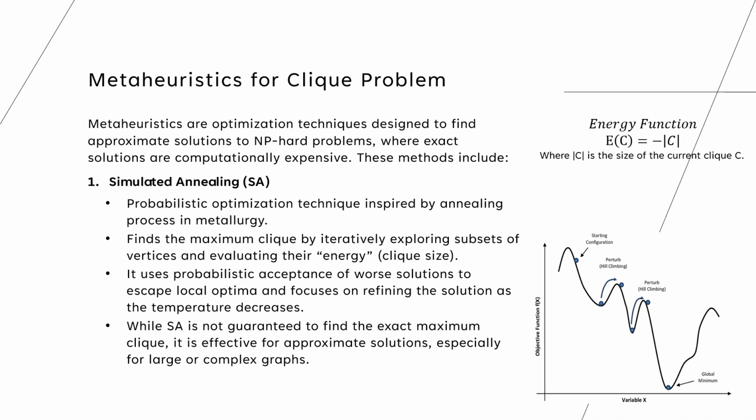From this graph, you can see that this is a local minimum, as a local optima. And then also, this meta-heuristic method, especially simulated annealing, utilizes the energy function E of C equals minus absolute value of C. In other kinds of NP-complete problems that utilize simulated annealing, they may have a different energy function, but the clique problem utilizes this energy function.